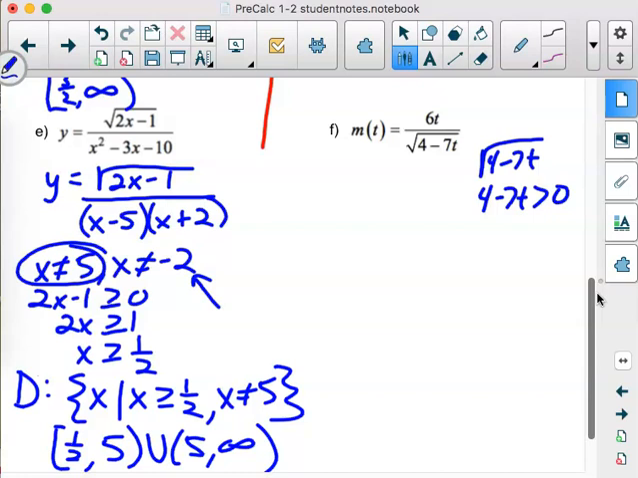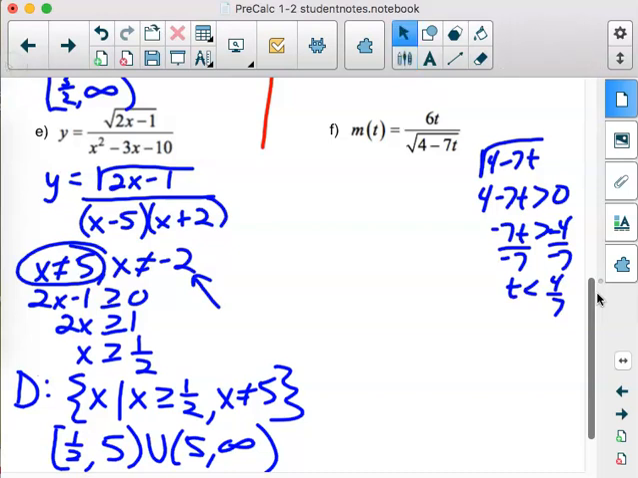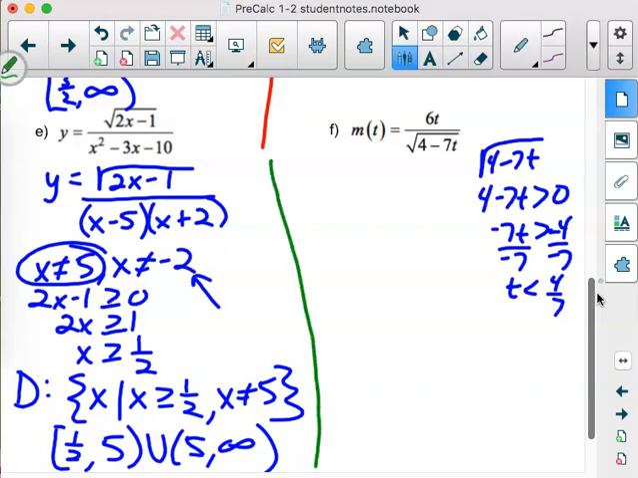So now we'd have to subtract 4 from both sides. And we have to divide by -7, which of course means we have to flip the sign. So t is going to have to be less than 4/7. So definitely a thinking problem. You start by thinking, wait a second, I've got my square root. It has to be greater than or equal to 0. Oops, it's in the denominator. It can't be 0. So then you switch gears.